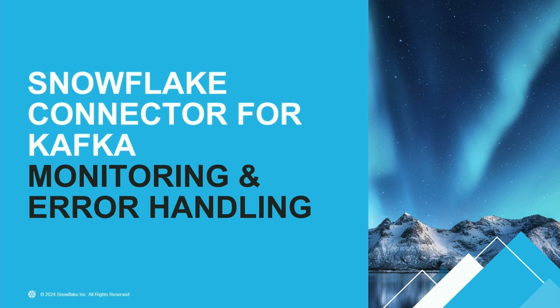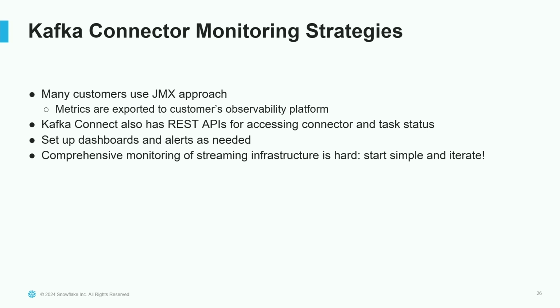All right, so let's talk a little bit more about monitoring and error handling. It's kind of a big topic here. Not going to get into it in tremendous depth. So Kafka, Kafka Connect, and even the Snowpipe Streaming Java SDK have a lot of metrics. Those are captured typically in JMX. And so depending on your Kafka infrastructure, depending on your specific setup, you want to figure out how to take those metrics and export them into an observability platform.